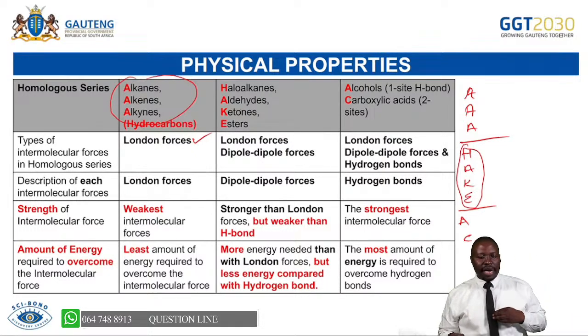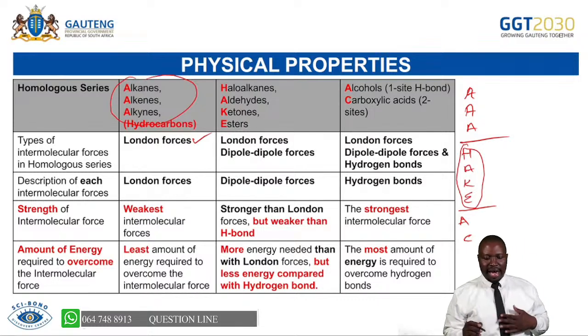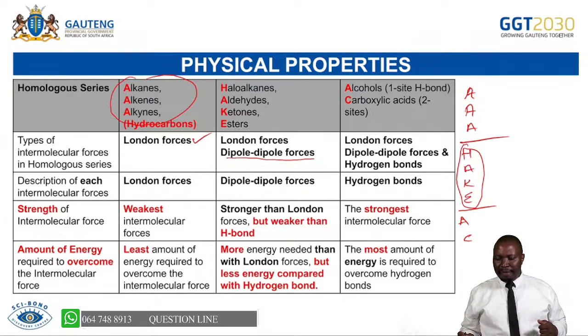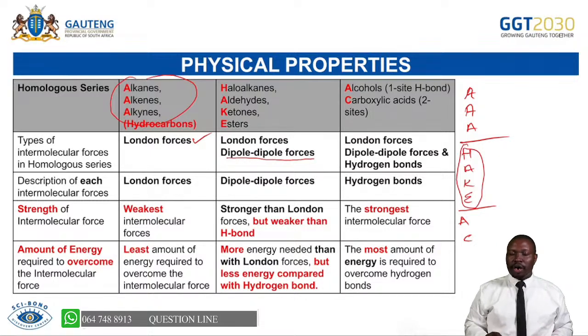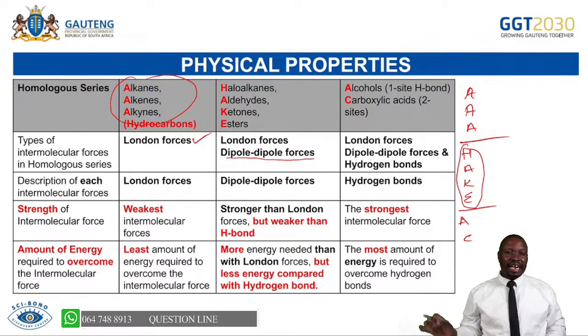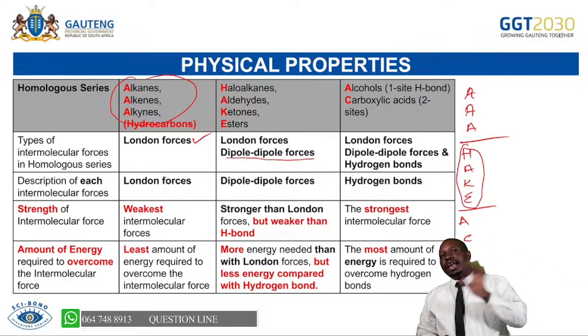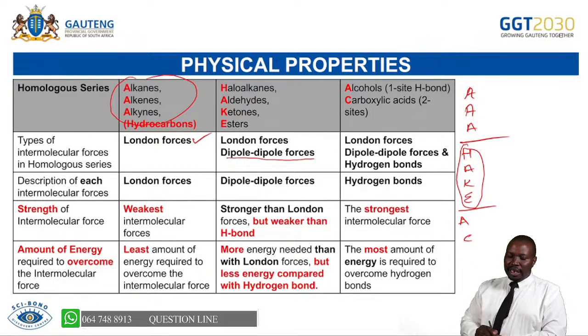When it comes to haloalkanes, we are saying now, these ones, they have dipole forces. Remember, all these structures that we talk about, organic molecules, all of them, they have London forces. It doesn't matter which one. So you know that the haloalkanes also have London forces.